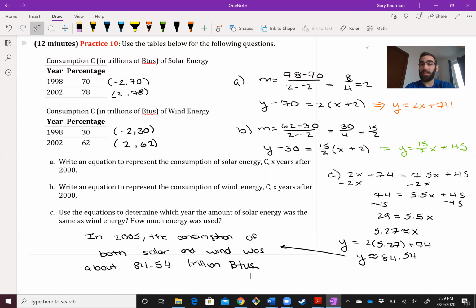So those are our 10 practice problems. Hopefully the first few might have been challenging, but hopefully as we went through them, we got a little more confidence on it. If you have any questions on any of them, make sure you ask me.